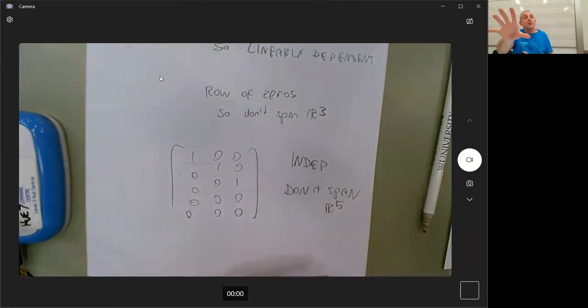And so your original question was, how can 2 vectors span something in R4? Well, the thing in R4 they're spanning is only a plane. So they can span the plane, but they won't span all of R4.